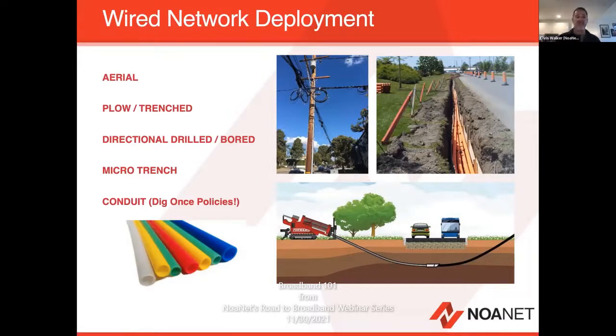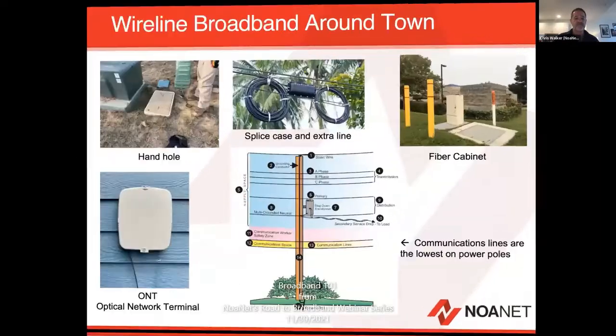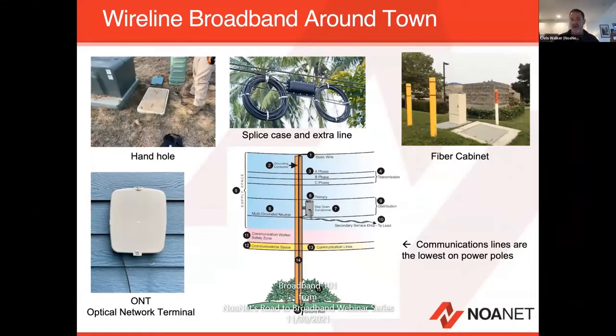Heck, aerial may not be the best solution. We have things like squirrels, we have things like ice loading, all different kinds of things that come into play when it comes to wired network deployments. Here's some fun little pictures. If you want to talk broadband, you need to talk about infrastructure. We don't have broadband without infrastructure. It is not a chicken and an egg. You have to have infrastructure before you have broadband, plain and simple. And these are some of the fun little things associated with that.